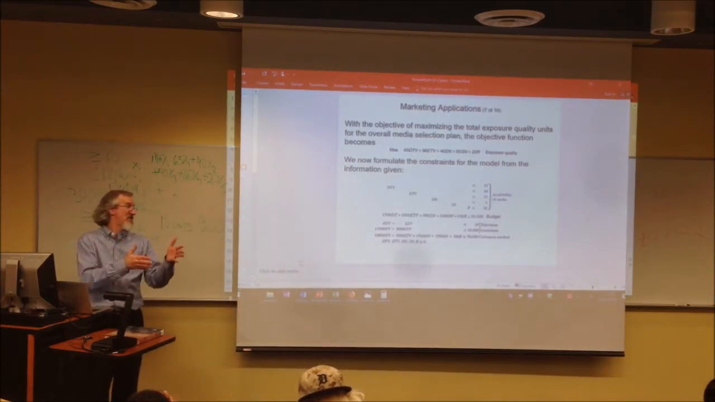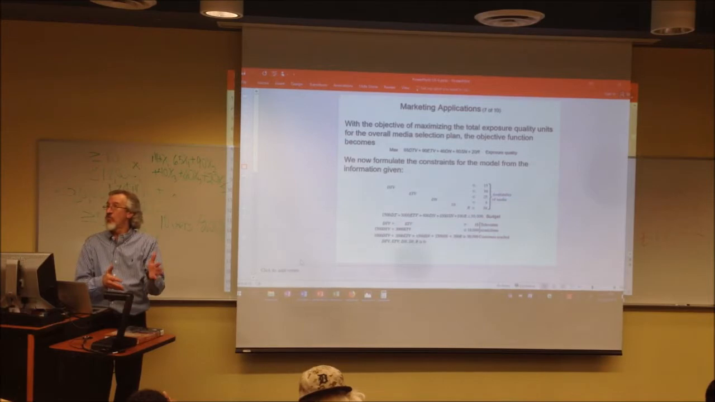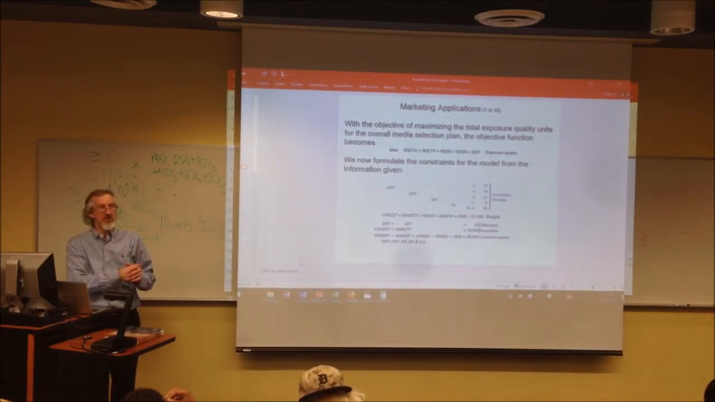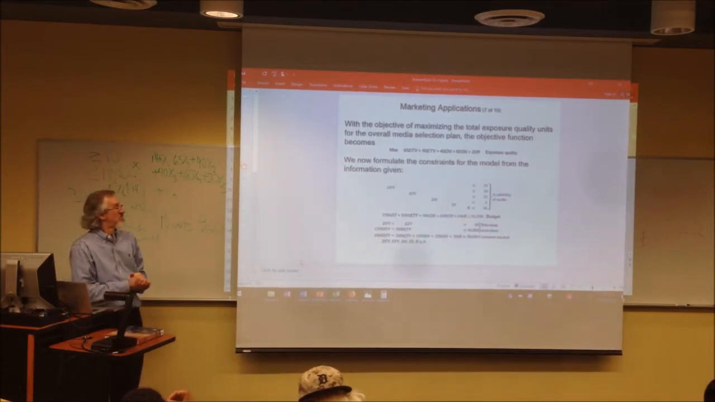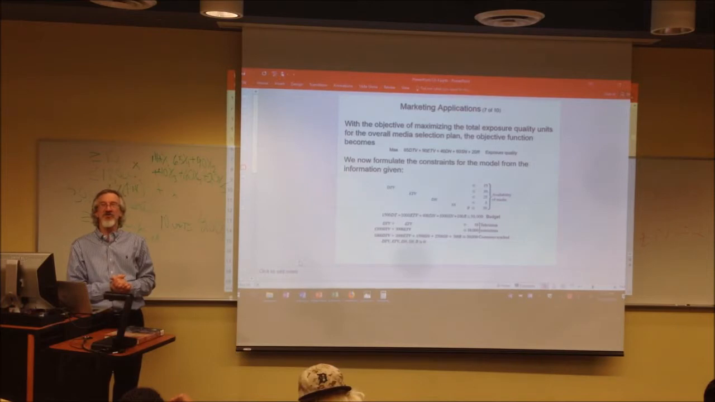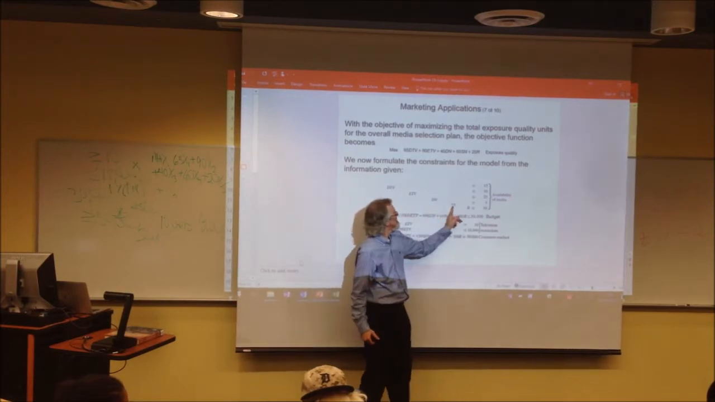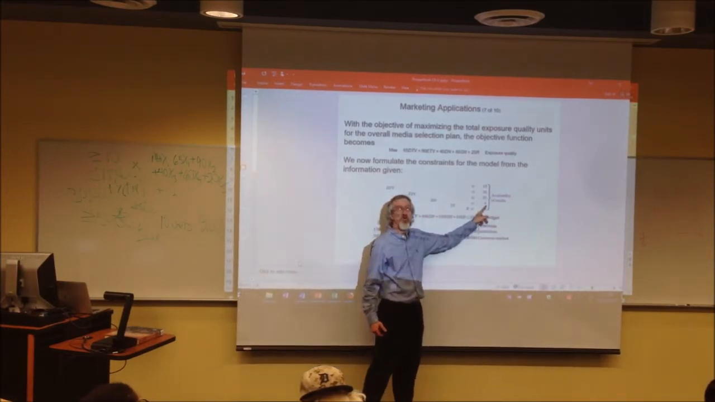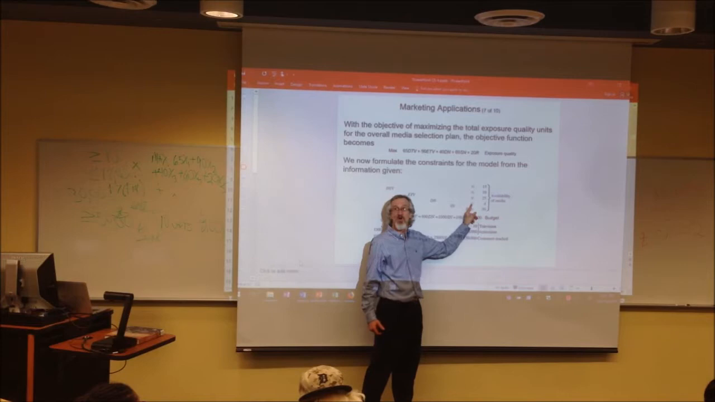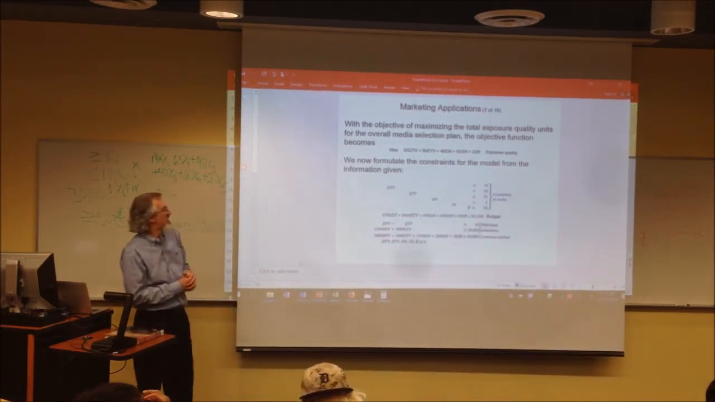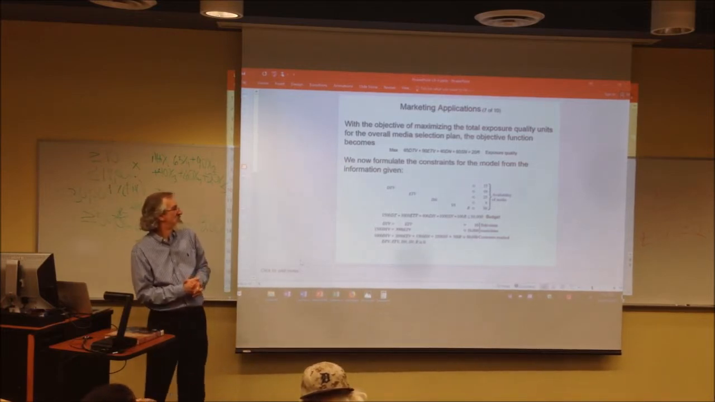What is the difference from the amount of Sunday half-page ads we're running and how many were available? What's the difference? 2. Slack or surplus? Look at the constraint. Slack, because the constraint read, however many Sunday newspapers, no more than 4 of them, less than or equal, slack. We only did 2.